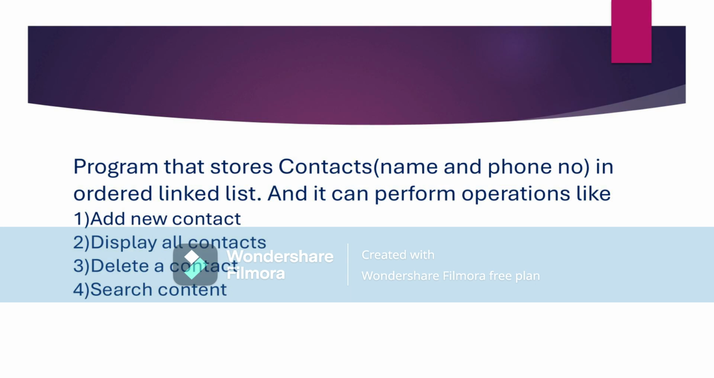In today's video, we are diving into a simple yet powerful C program, a contact management system built using a linked list. This program lets you store contacts with names and phone numbers and manage them with options to add, search, display, or even delete contacts, all while keeping them organized in alphabetical order. We'll walk through how the code works, from creating contact nodes, inserting them in order, searching for specific names, and safely removing contacts when needed.